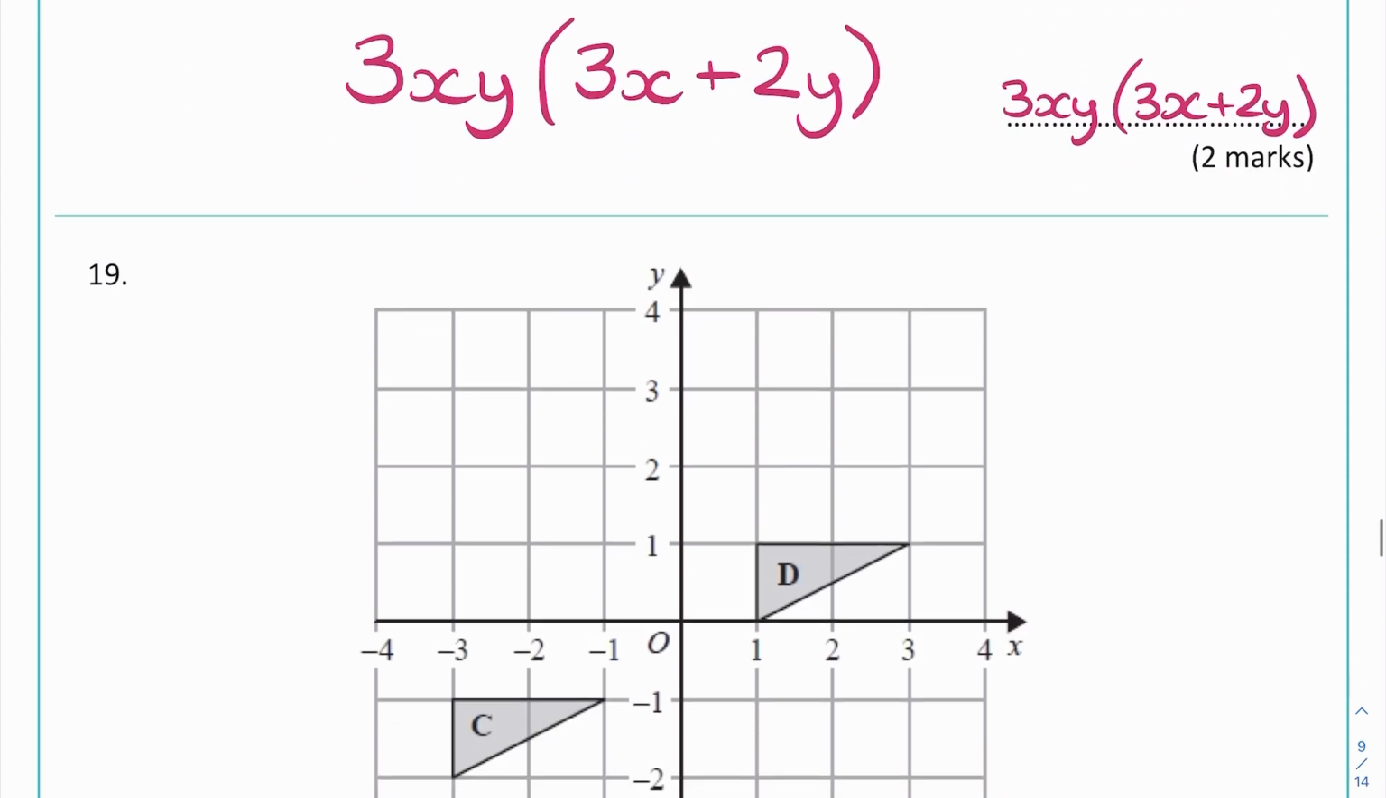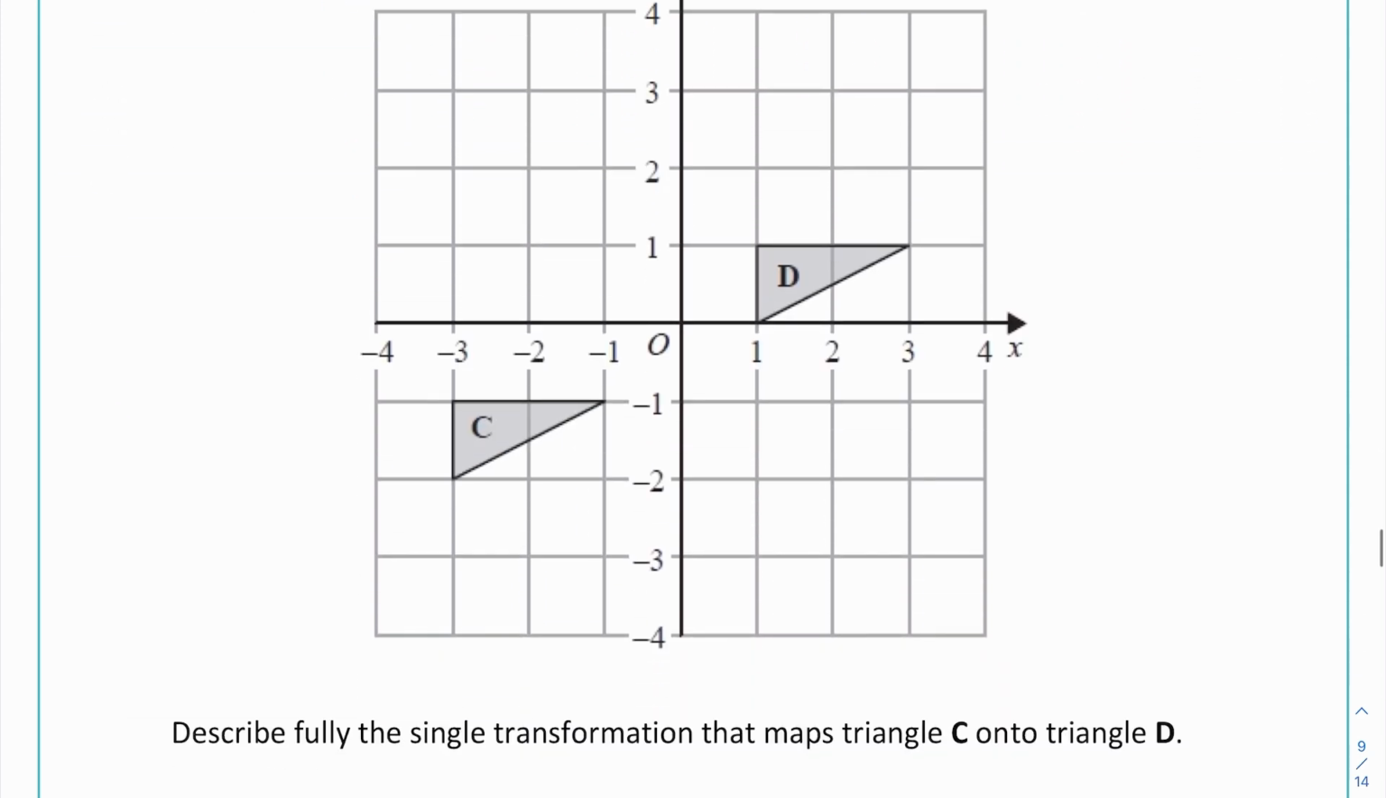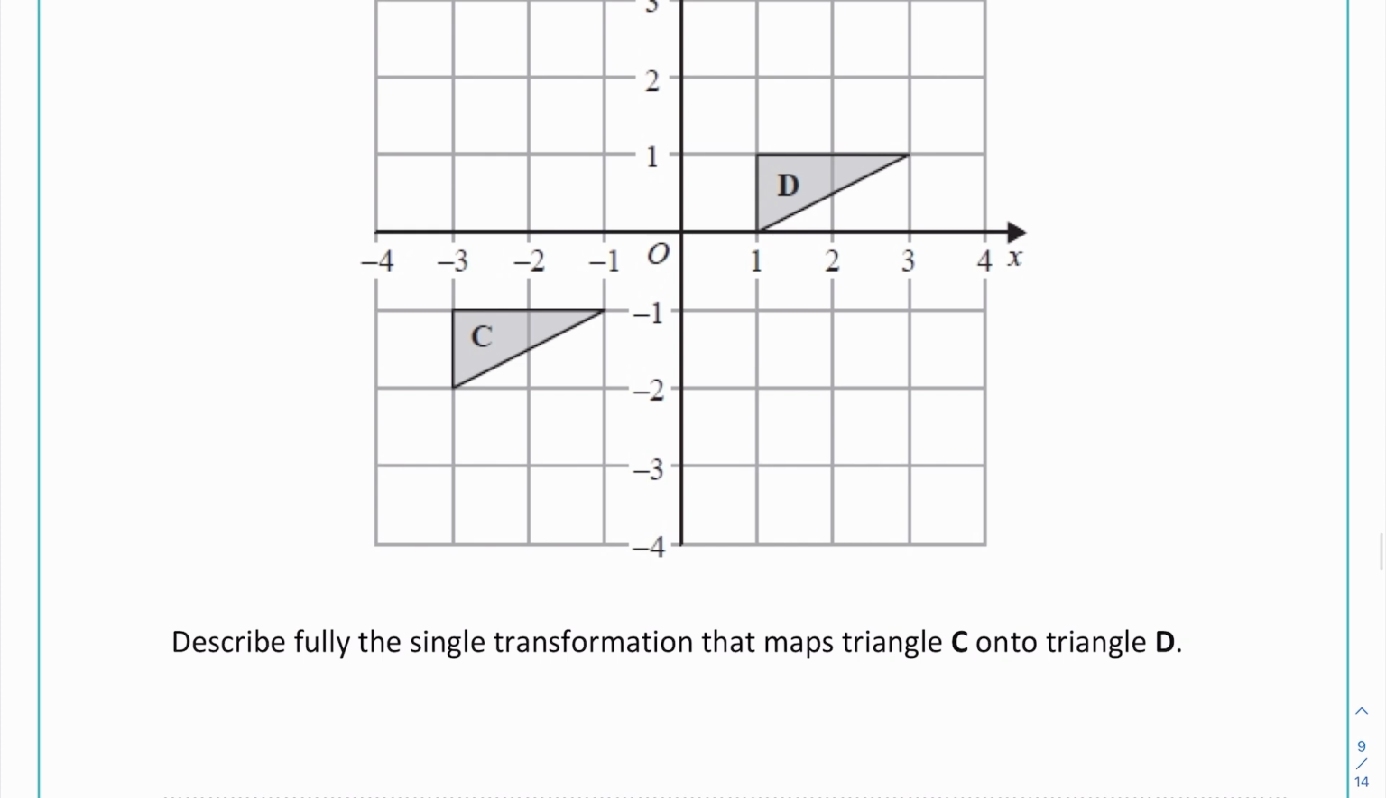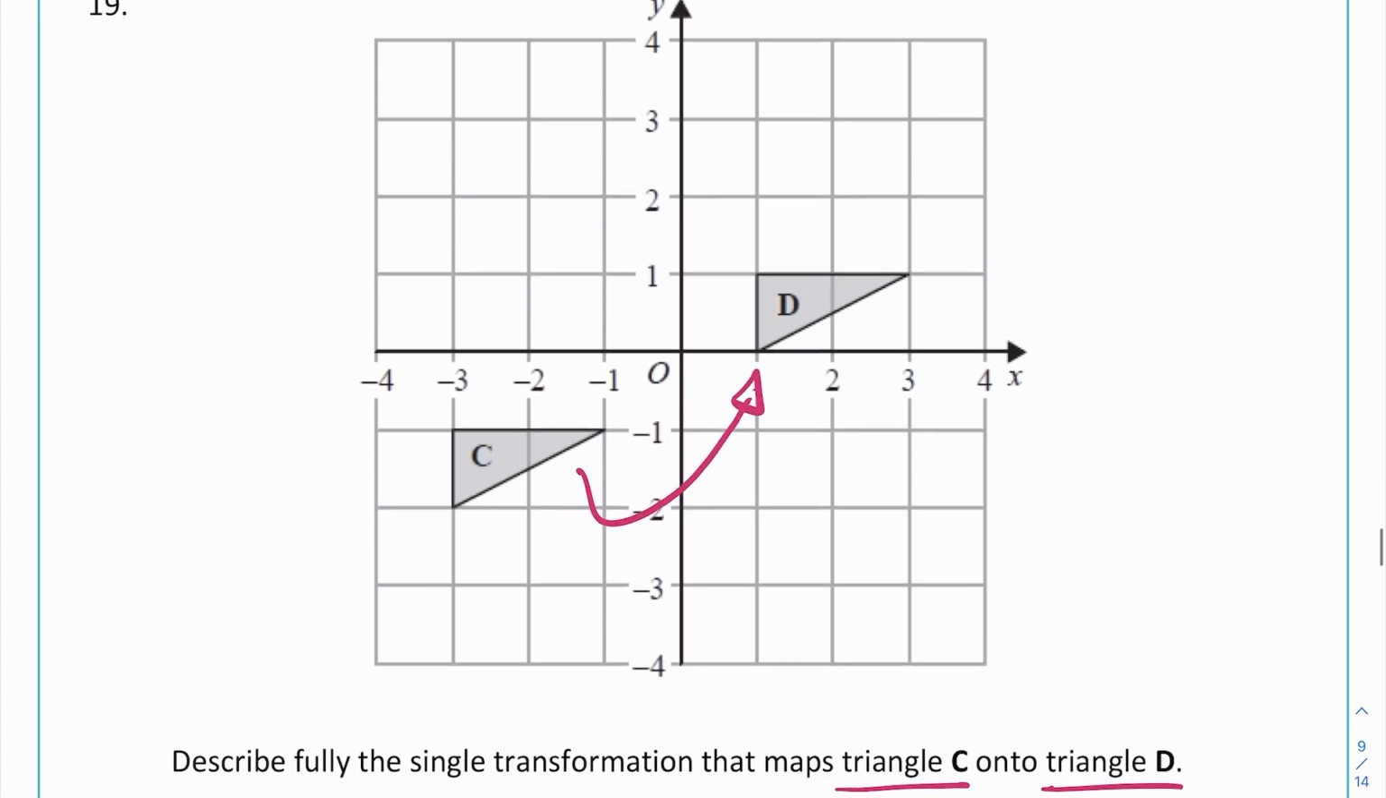But there we go, there's factorising. Okay, so we've got a transformation. Describe fully the single transformation that maps triangle C onto triangle D. So that's going from there to there. Well, you can see the shape has not been reflected, it's not been rotated, and it's not changed size, so this must be a translation.